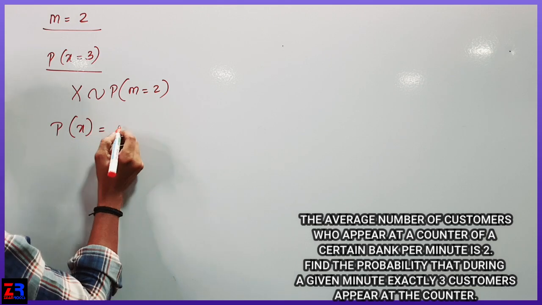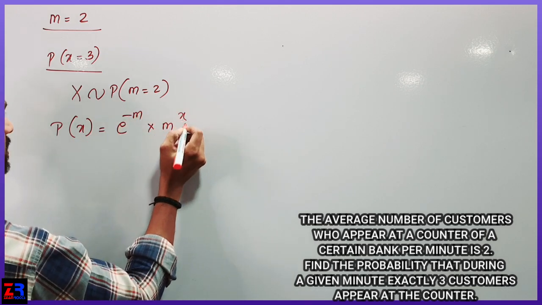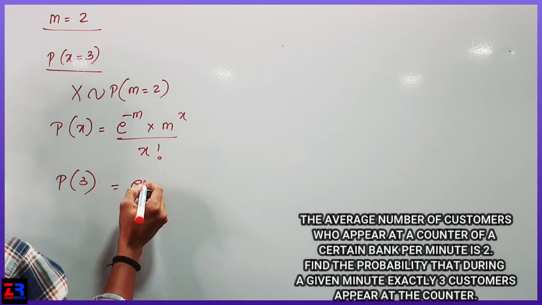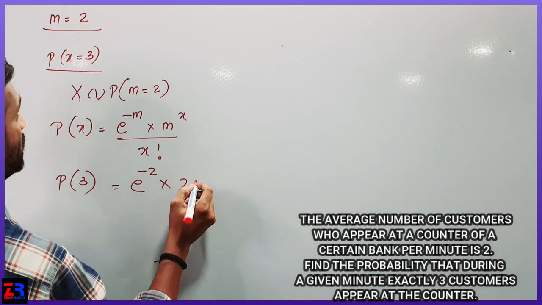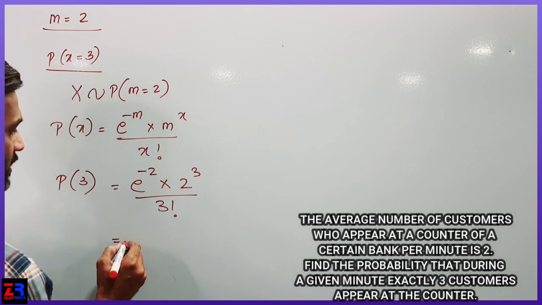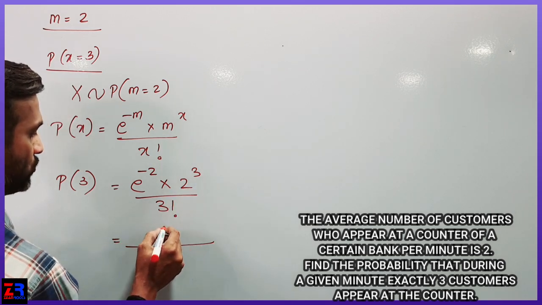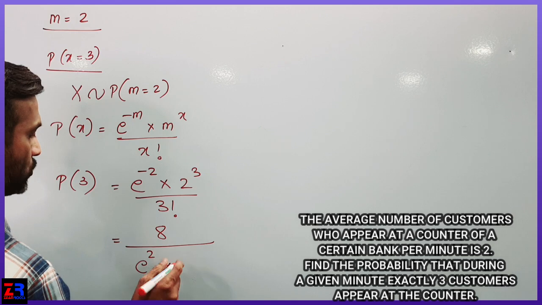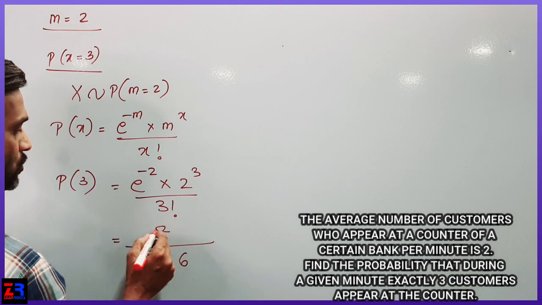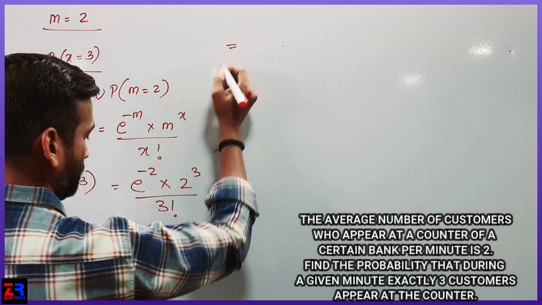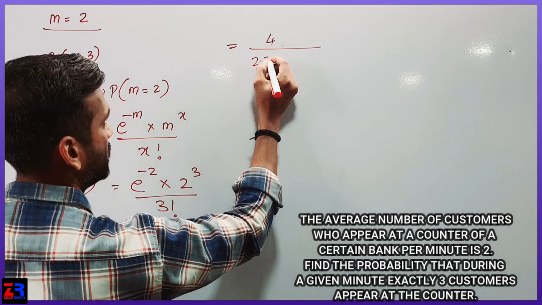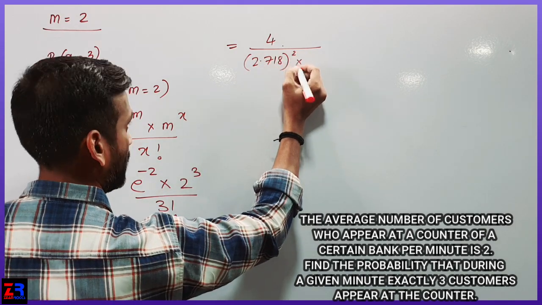Probability of x is e raised to minus m, m raised to x, upon x factorial. So x is 3. So e raised to minus 2, m is 2, raised to x is 3, upon 3 factorial. So e raised to minus 2 we will take down. 2 2s are 4, 4 2s are 8, and 3 factorial means 3 into 2 into 1, which is 6. So I will get 4 divided by e raised to 2, that is 2.718 raised to 2, into 3.